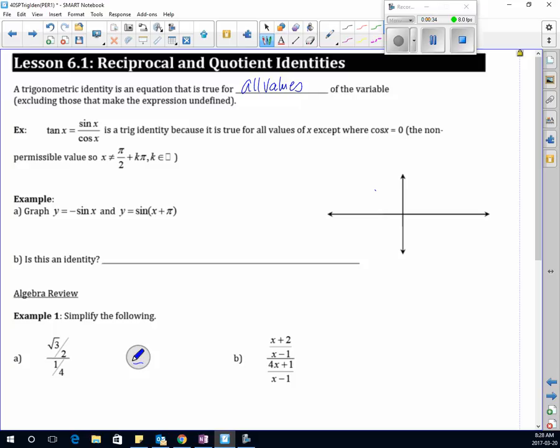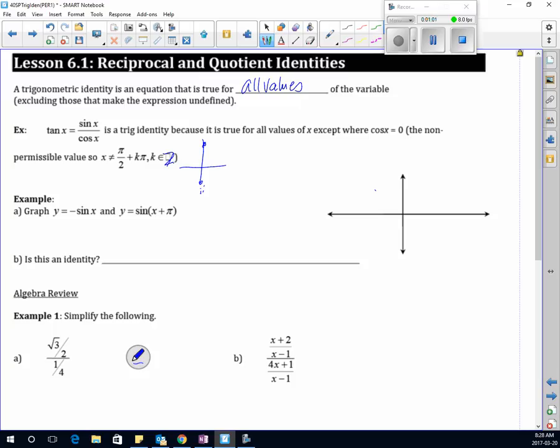Because that would make the bottom, or the denominator, 0, and that would make it undefined because you're not supposed to divide by 0, right? And of course, that means the non-permissible values are wherever cos is 0, which is pi over 2 and 3 pi over 2 in every spot in that domain. And this should be k is an element of integers, of course. It doesn't like it with my typing, I guess.